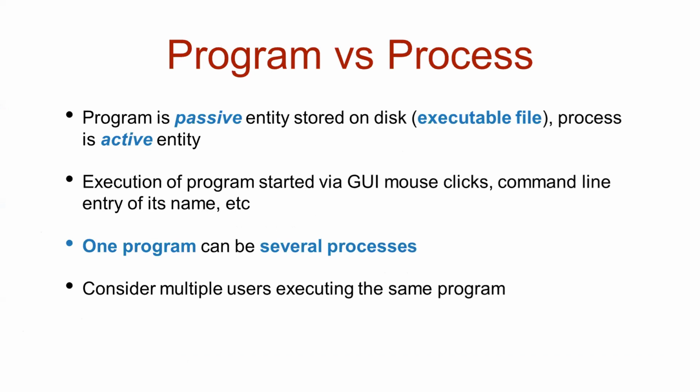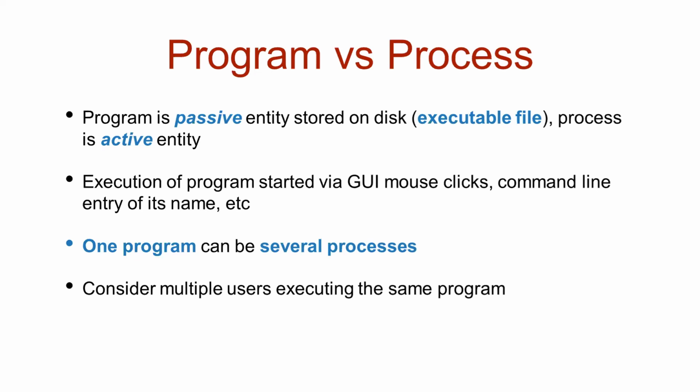Now execution of a program starts via GUI mouse clicks, command line entry of its name. You must have seen there are several softwares in your computer system. If you want to run any application, then you take your mouse pointer to that particular icon and you just click your mouse twice. Other ways, you can open command line prompt and then you can write the name of the executable, press enter, and the application starts.